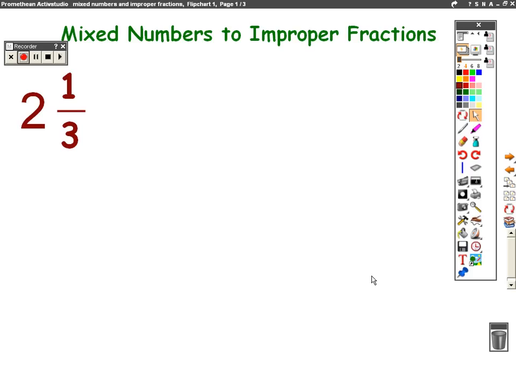Today we're talking about converting mixed numbers to improper fractions and improper fractions to mixed numbers using models. First off, if we look at our mixed number, we have 2 and 1/3. So, what we're going to do is look at our denominator, because that's going to tell us how many equal parts we need to break our fraction bars into.